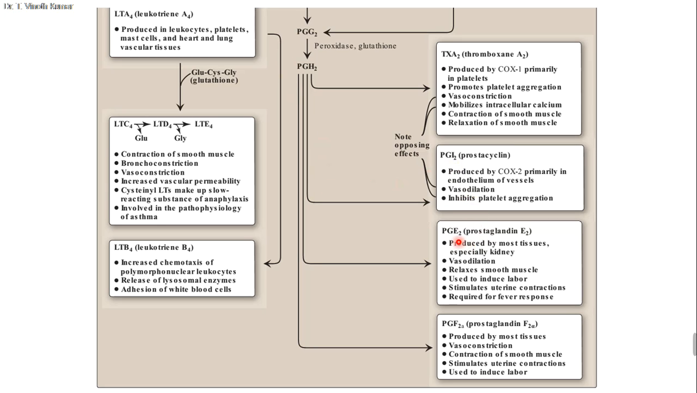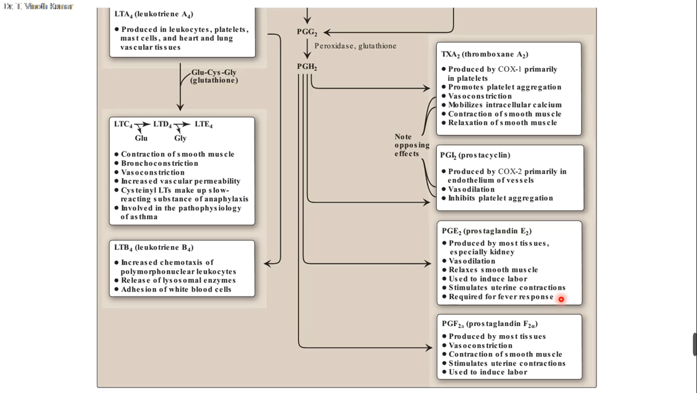And the next product is PGE2, prostaglandin E2, produced by most tissues of the body, especially the kidney. Vasodilation is the major property, and it relaxes smooth muscle, is used to induce labor, stimulates uterine contractions, and is required for the fever response. That means due to this only the temperature is increased. This will go and bind to the hypothalamus and induce heat formation. That is why the fever is produced.